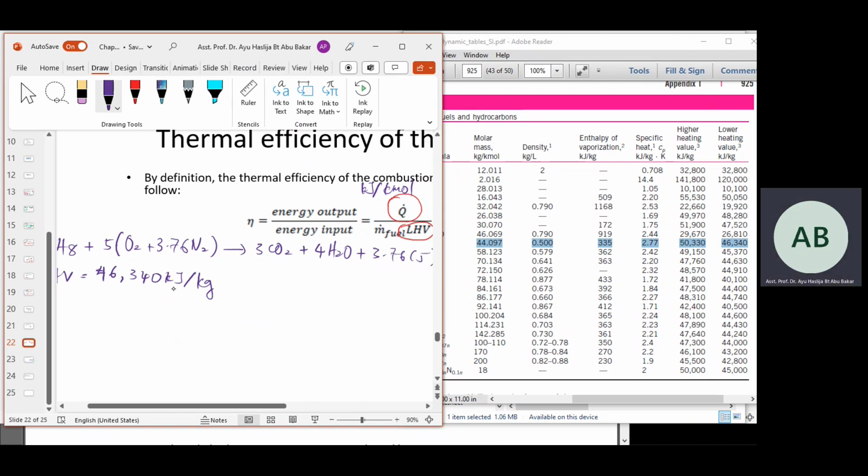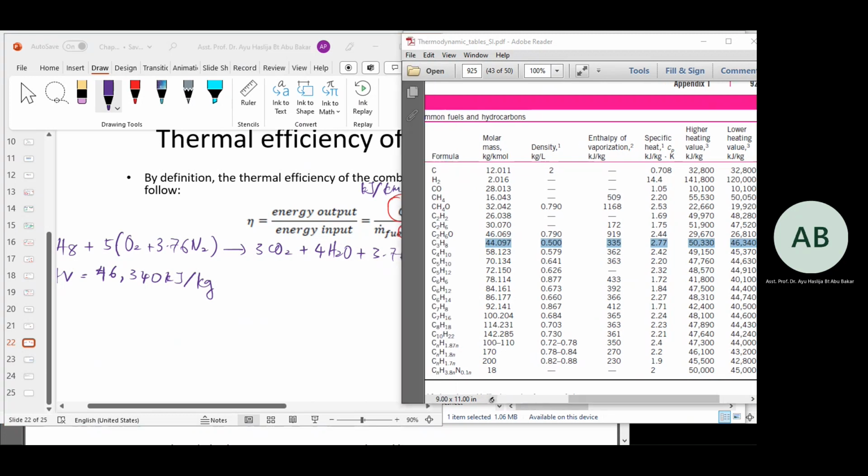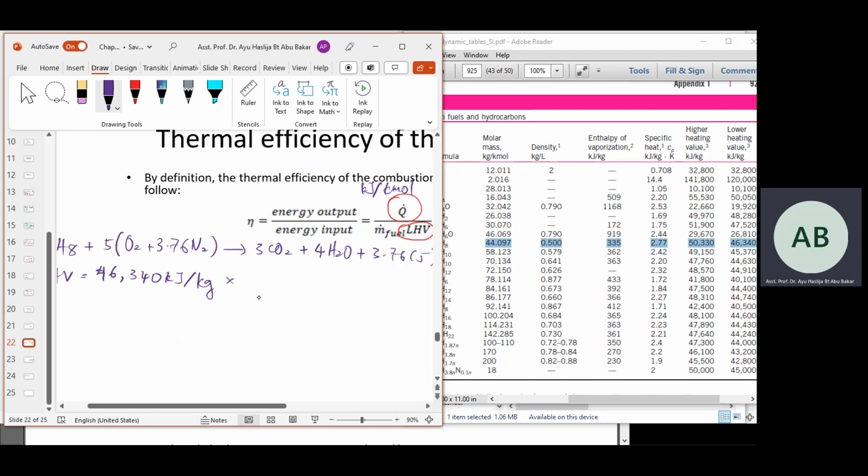Okay, so the LHV over here is in kilojoule per kg. Now, how to convert to kilomole? Here we have the molar mass. Using this molar mass, the LHV multiplied by the molar mass, what do you get?